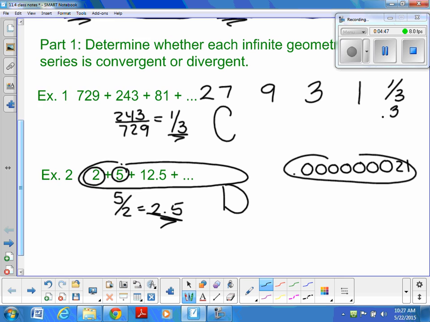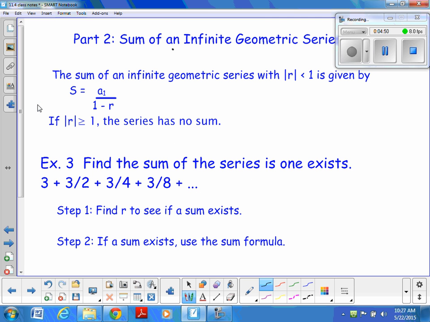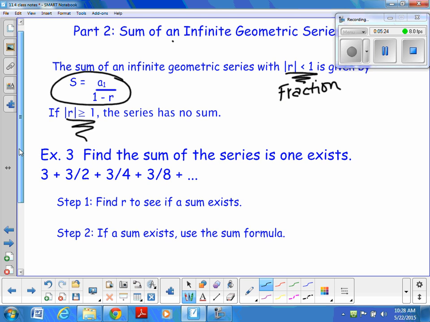Okay, so part 2. Here's the formula to find the sum of any infinite series. The sum of any infinite series: you need to know what the first term is. It's usually given to you. All over 1 minus the r. You have to check to see if your r is less than 1. If it's a fraction, then you can find it. If it's greater than 1, you're going to write no sum. Some of these you won't even be able to do today. Good? So, here we go.